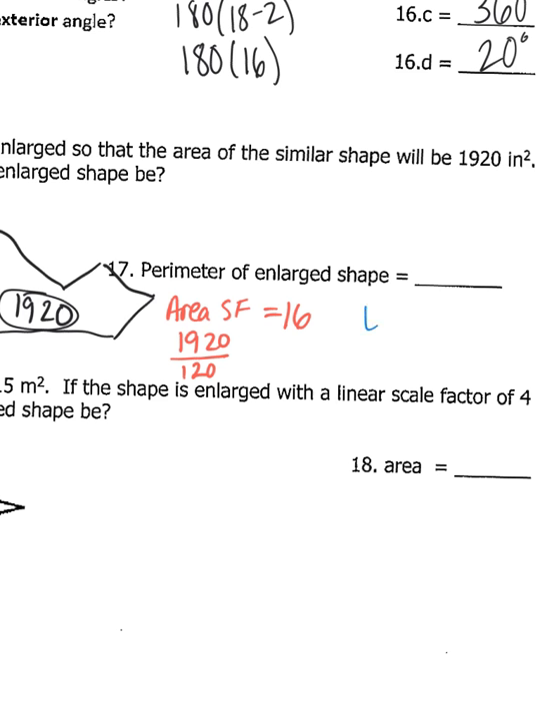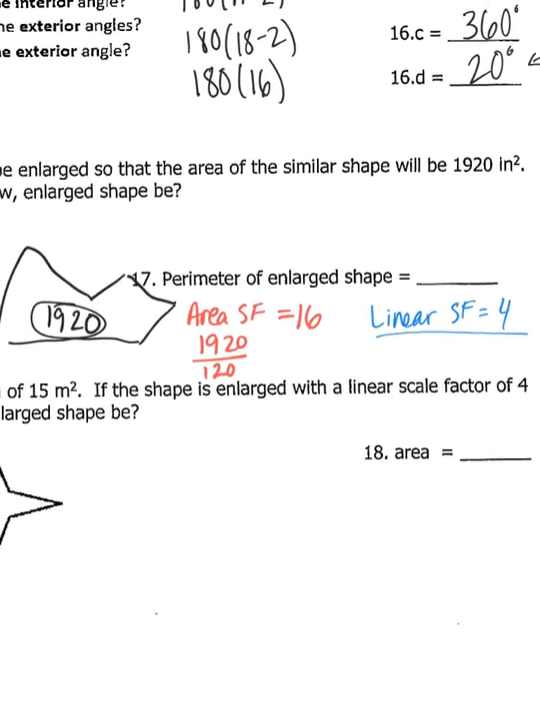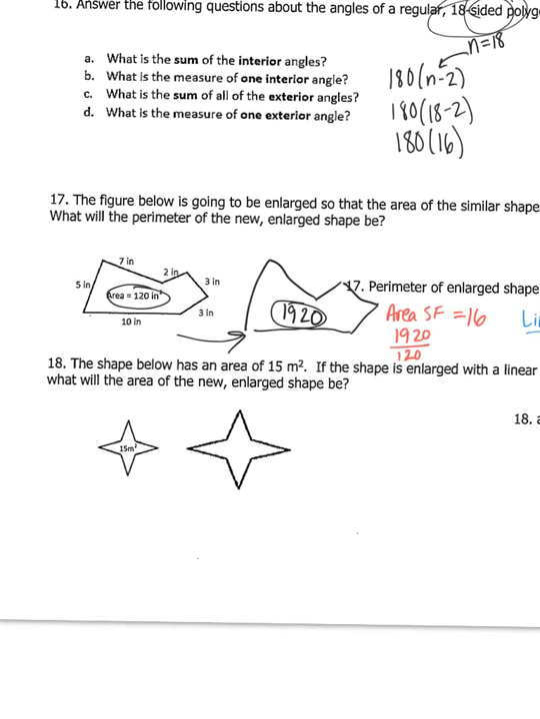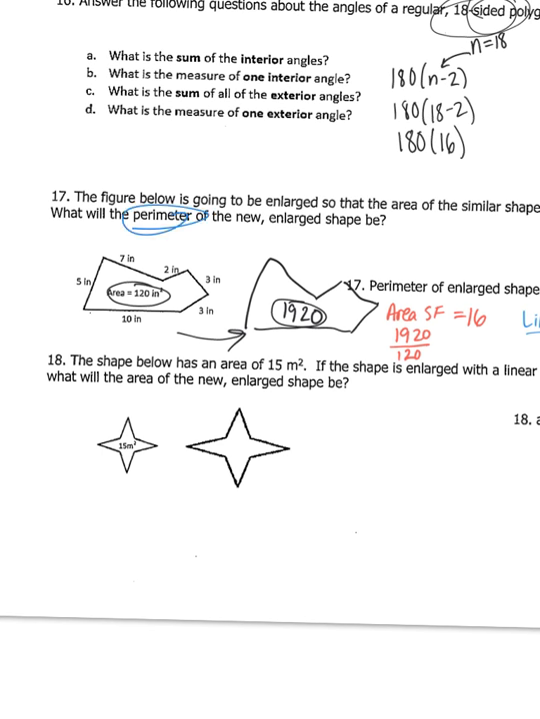My linear scale factor is going to be square root of 16, which is 4. This is important because our job here is to find the perimeter of the new enlarged shape. Well, since I'm finding perimeter, doesn't perimeter have to do with lines and not area? So between my two scale factors, I either have an area scale factor or a linear scale factor. Perimeter is all about lines, so I'm going to use the linear scale factor. The small perimeter times the linear scale factor is going to get me the big perimeter.